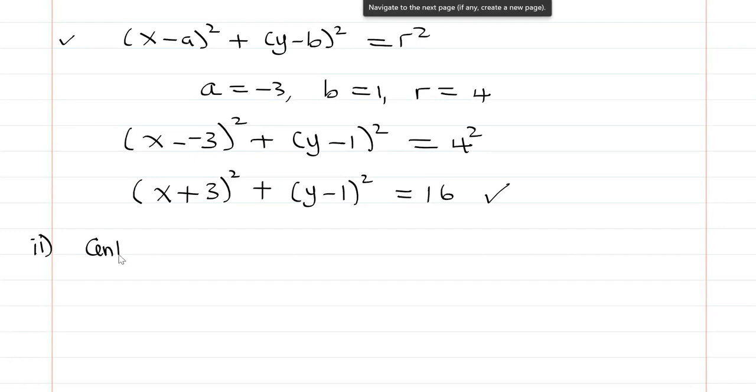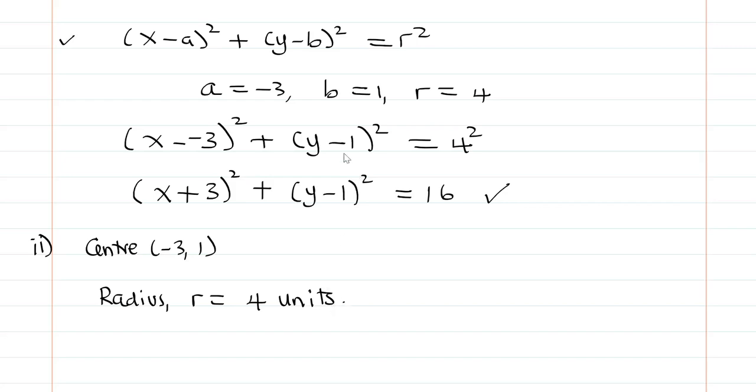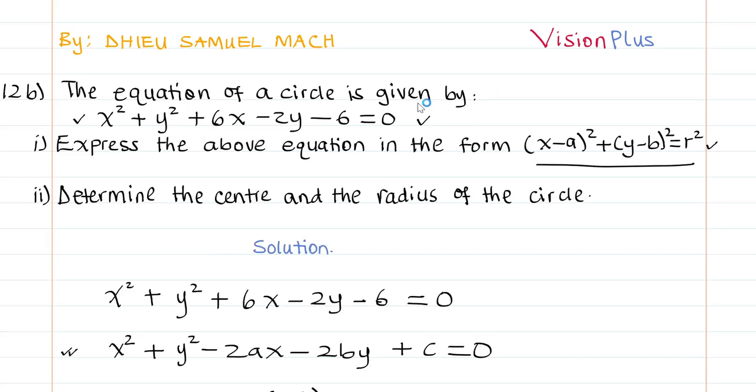So in Roman 2, we shall just go ahead and say, our center is -3 and 1, and then our radius r is 4 units. You do not need to do them again. Since it is the same number, it will just be a repetition. And as long as you have shown your calculations in Roman 1, you get the marks. Yes. So that was the solution to number 12b, Roman 1 and Roman 2.